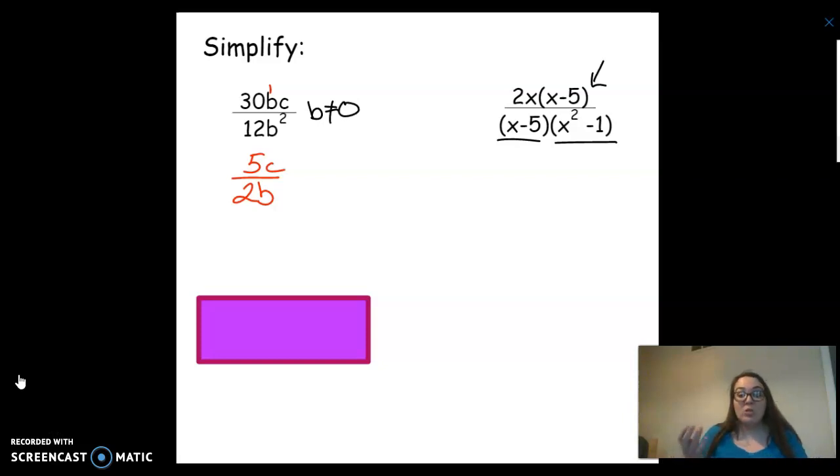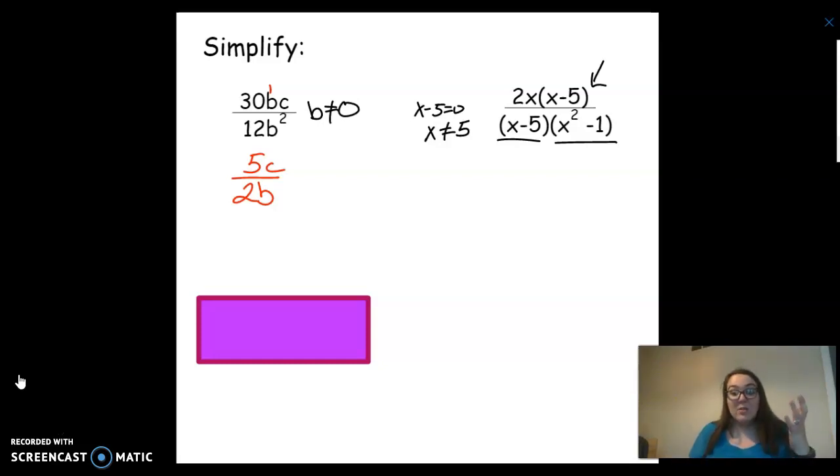If one of those two terms is equal to 0, then it means the entire denominator is equal to 0. So I'm going to take each term. I'm going to take the one over here on the left, x minus 5. What's going to make that 0? Well, 5. So that tells me x cannot equal 5.